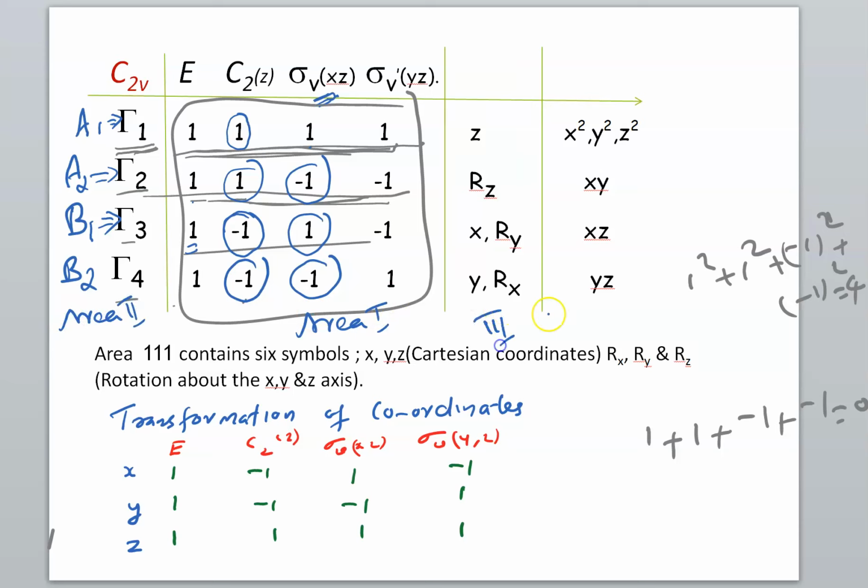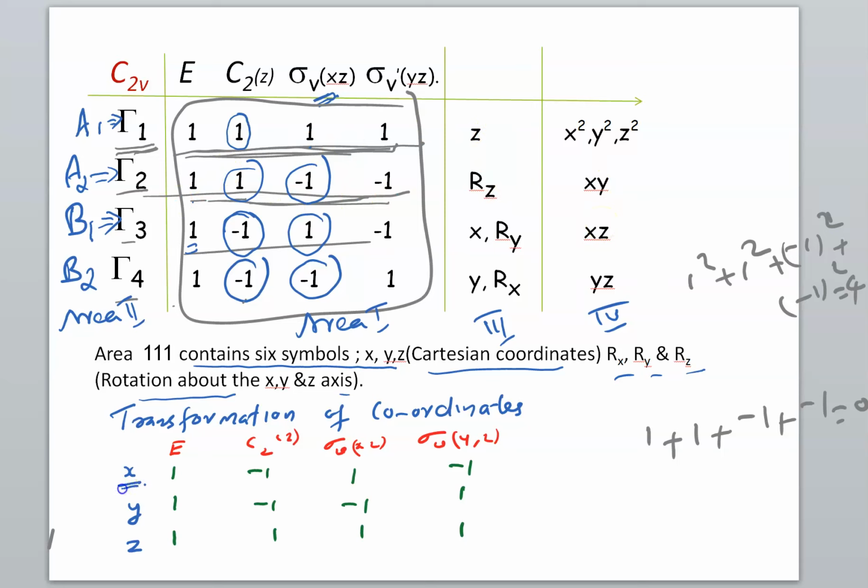This is area 3 and this is area 4. In area 3, we have already discussed that it contains 6 symbols: x, y, z, that is Cartesian coordinates, and Rx, Ry, Rz, that is rotation about the x, y, z axis. We can look at what will be the basis for this representation.